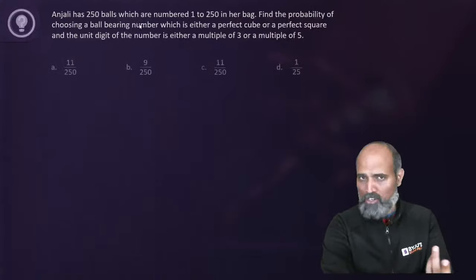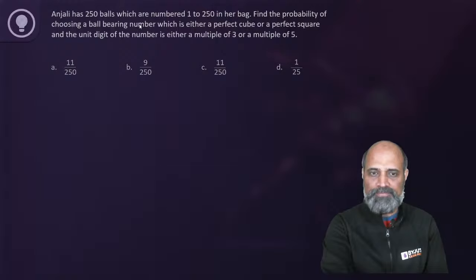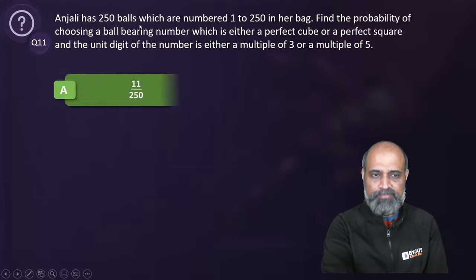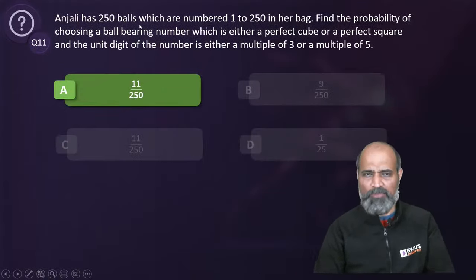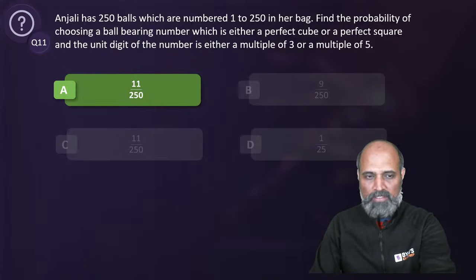Okay, so A और C दोनों में से कोई एक आंसर होगा, है ना? देखते हैं. चलो A है. Same thing. 11 upon 250 is going to be the answer.